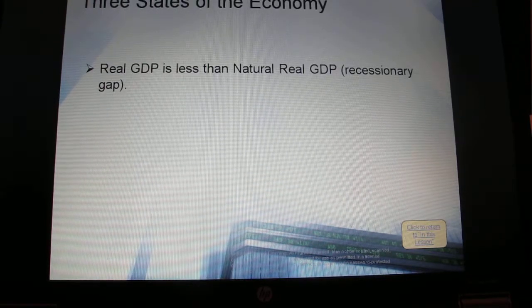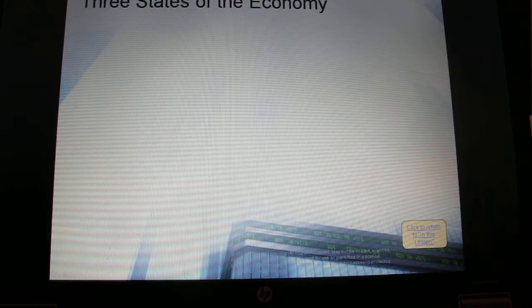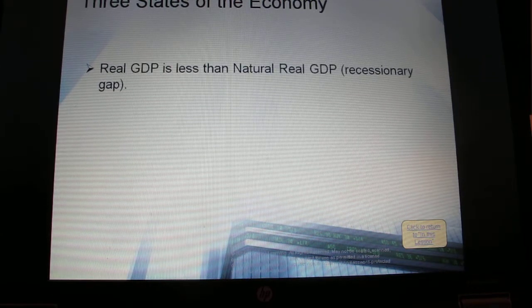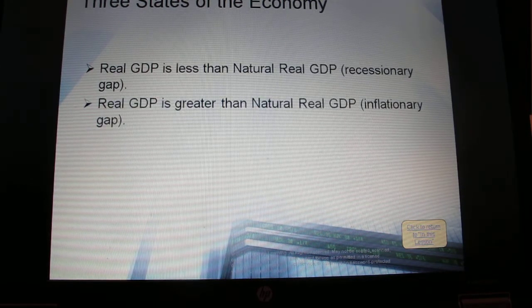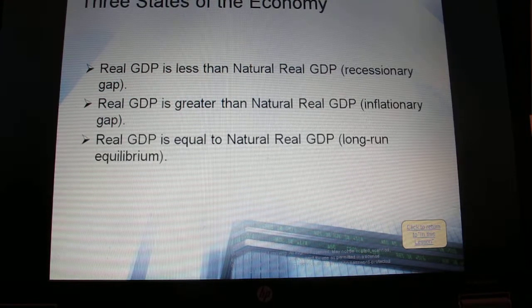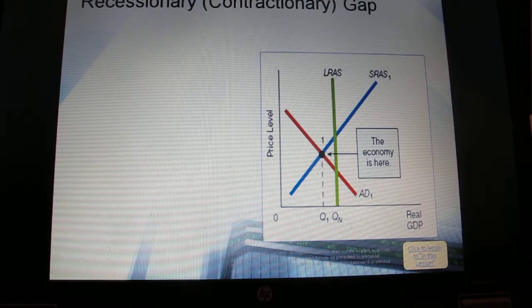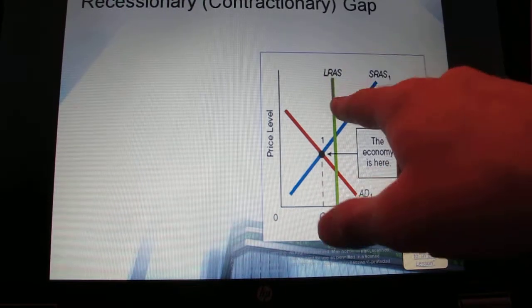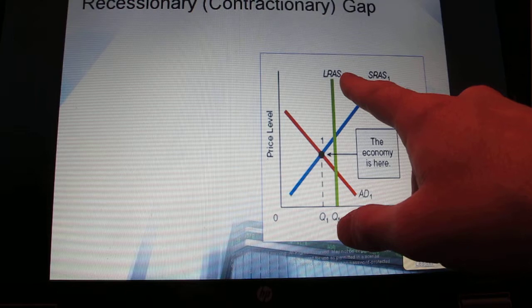In order to understand these things further, I'm going to keep moving through here. We need to understand the three states of the economy. And the first state of the economy is a long-run equilibrium. I believe that's what they're going to cover first. No, they actually cover recessionary gap first here. Okay, so we're going to cover the recessionary or contractionary gap first.